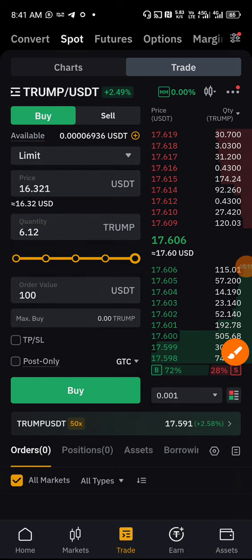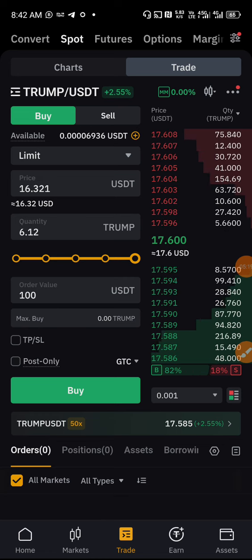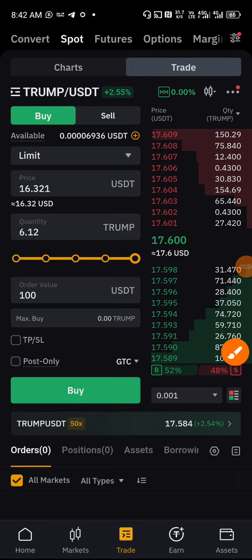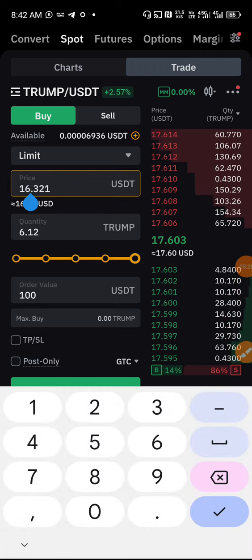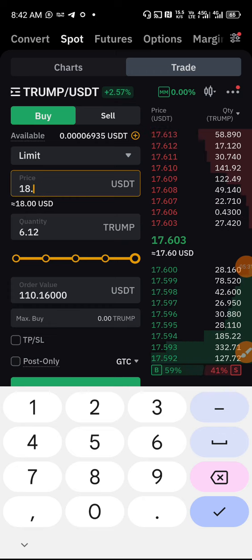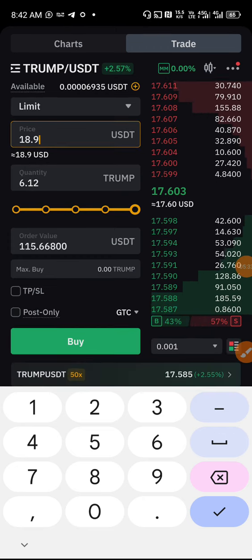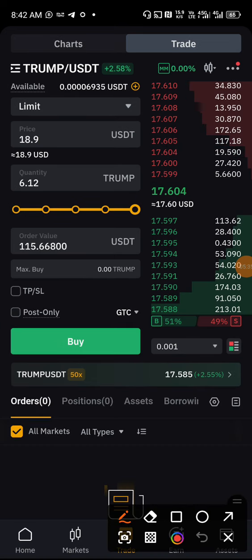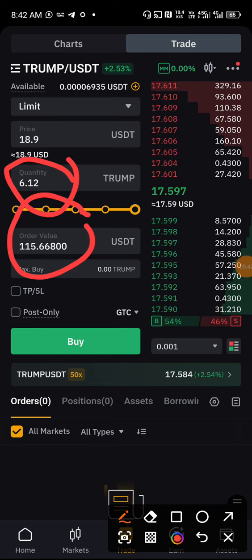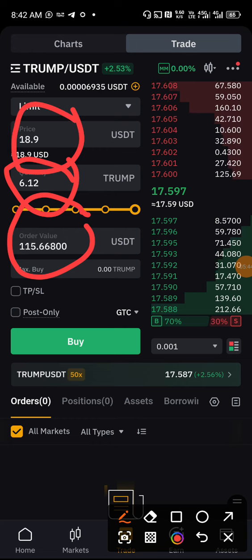Now look at it carefully. This trade has turned to 17.6. No, forget about this current trade. Let's look at what was there: 18 point something, turned to 18.9. How much do you make in return? Your 6 Trump purchase is still here, but the value has increased. So how much will you make? You make 15 USDT.